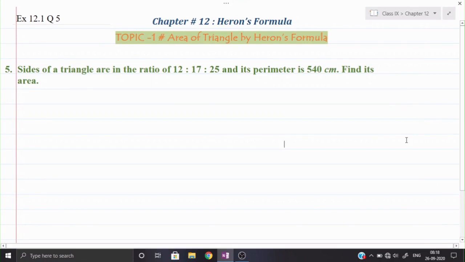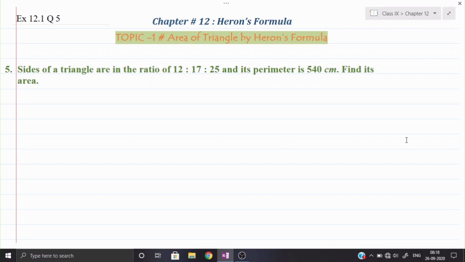Hello students, today we are going to start from question number 5. Already we have finished the exercise 12.1. We have finished question numbers 2, 3 and 4. So now we are starting with question number 5. Let us see what is given to us in question number 5.